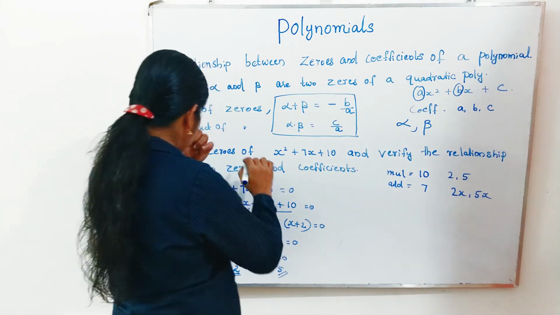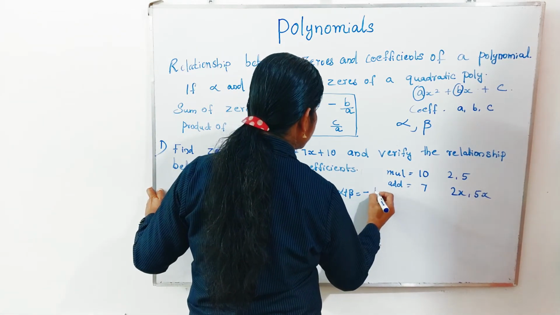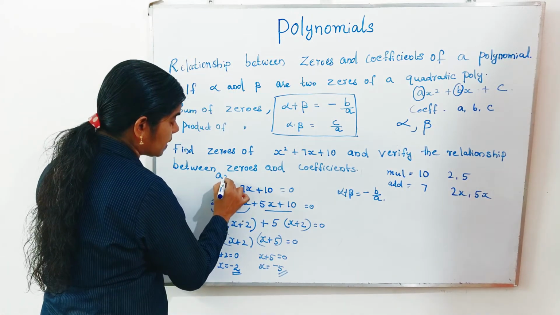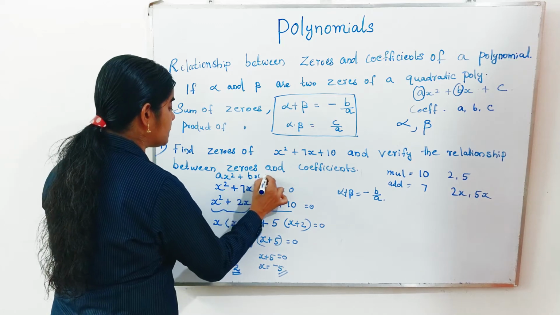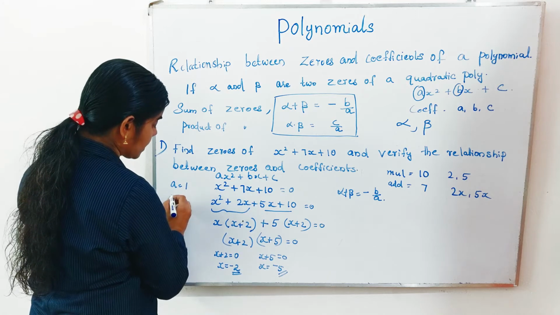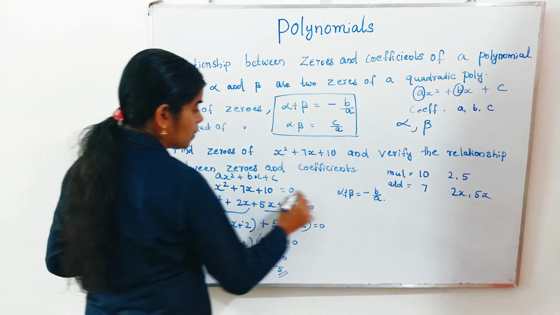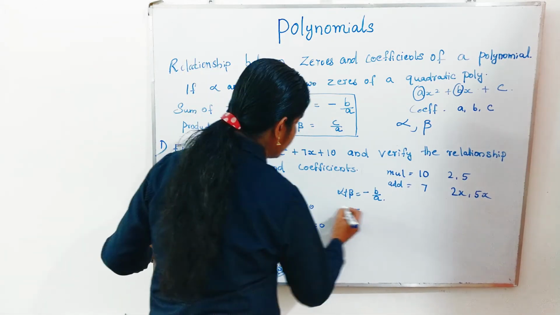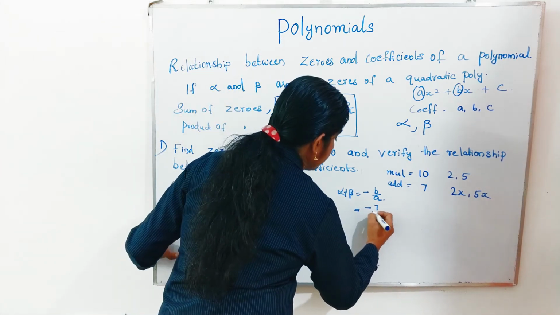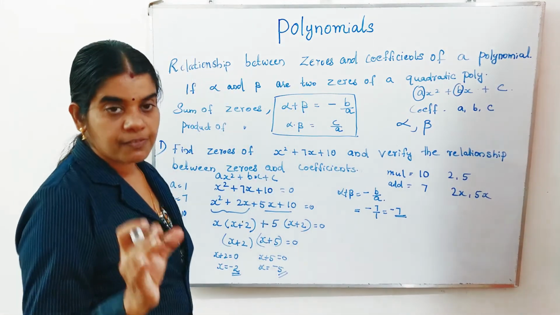Next, the sum of the zeros, alpha plus beta, is equal to, as you already know, minus b by a. Here, what is the value of a? Compare with ax square plus bx plus c. So a is equal to 1, b equal to 7, c equal to 10. So alpha plus beta is equal to minus b by a, so minus 7 by 1, that is equal to minus 7. Using the formula we find alpha plus beta.